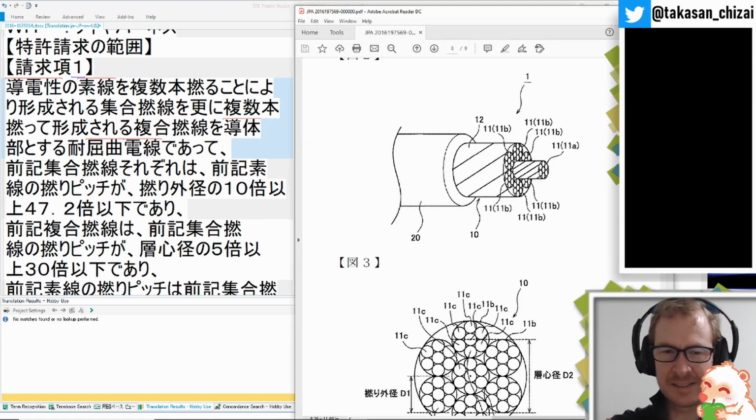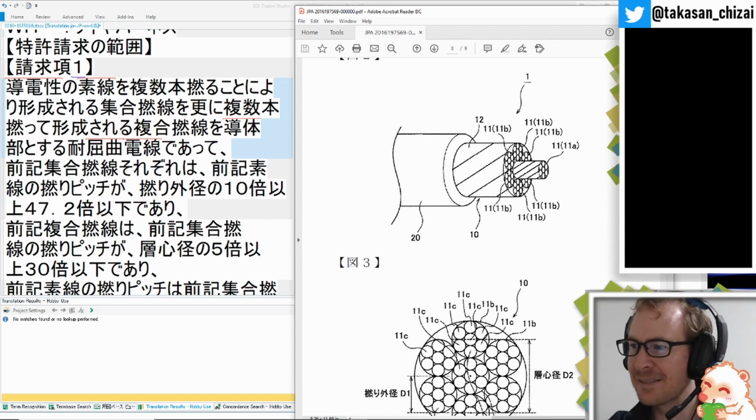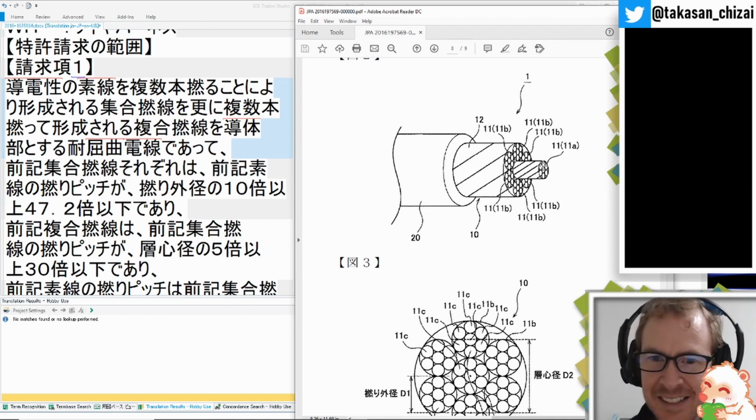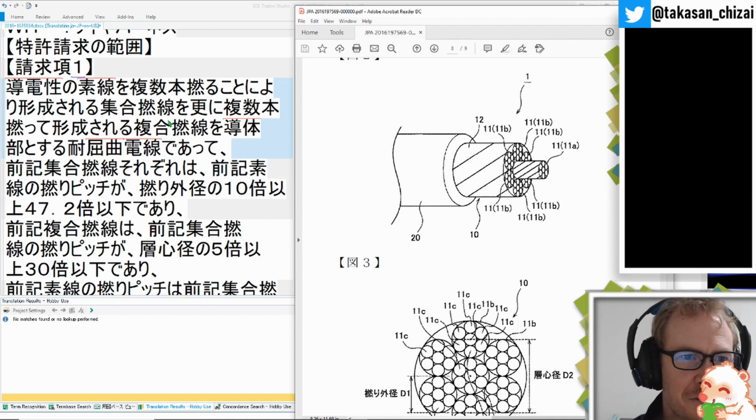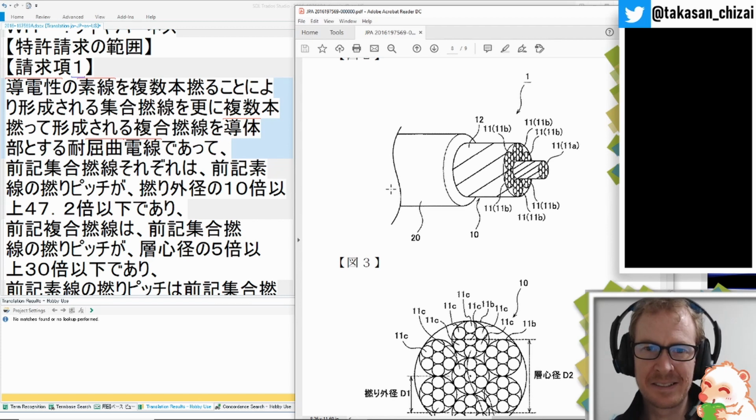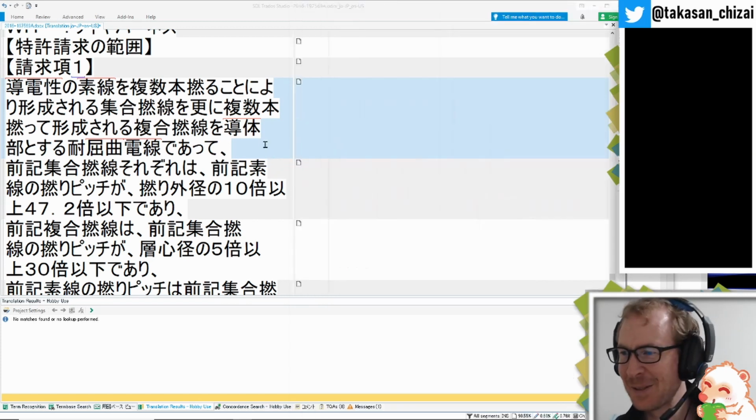So just before we do, a quick look at the diagrams. And it is like we said. So you've got wires, which I'm assuming are these tiny little ones are wires. Then you have stranded wires, I'm going to presume, which are just a bunch of stranded wires. Okay, I've got that picture in my head. Let's do the claims.